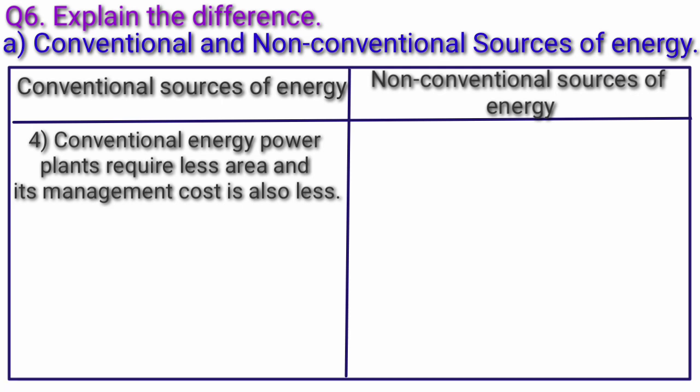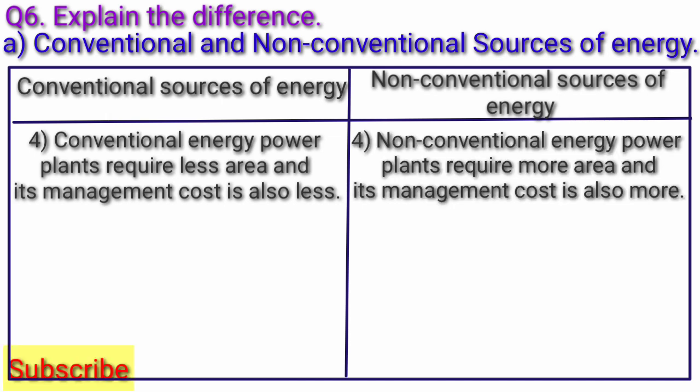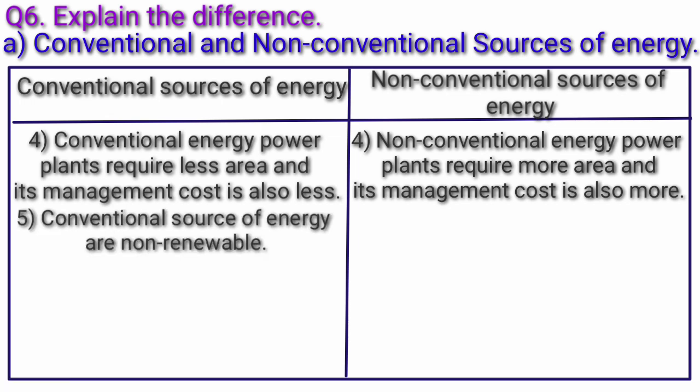Fourth, conventional energy power plants require less area and their management cost is also less. Non-conventional energy power plants require more area and their management cost is also more. Fifth, conventional sources of energy are non-renewable.